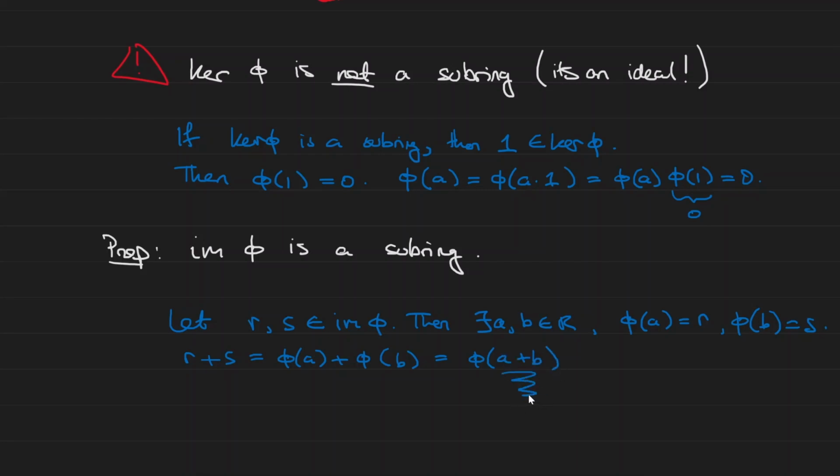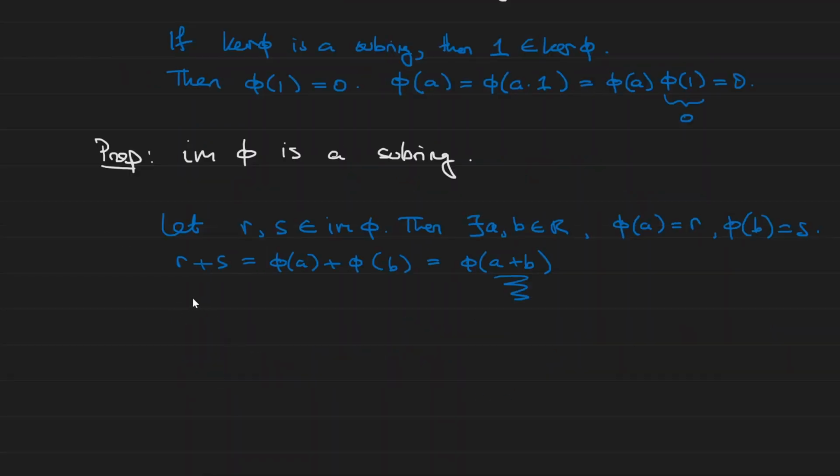And because it's the image of some element in your original ring, r plus s is inside of the image. You can do something similar with multiplication as well, so r times s is phi of a times phi of b, but this is just phi of a times b. So r times s is the image of some element in your original ring. And also additive inverses are in there as well, because minus r is just minus phi of a, and this is just phi of minus a. So minus r is also in the image. And finally, the identity must be in the image as well, because by the definition of ring homomorphism, identities must be mapped to identities. So the identity is already the image of some element.